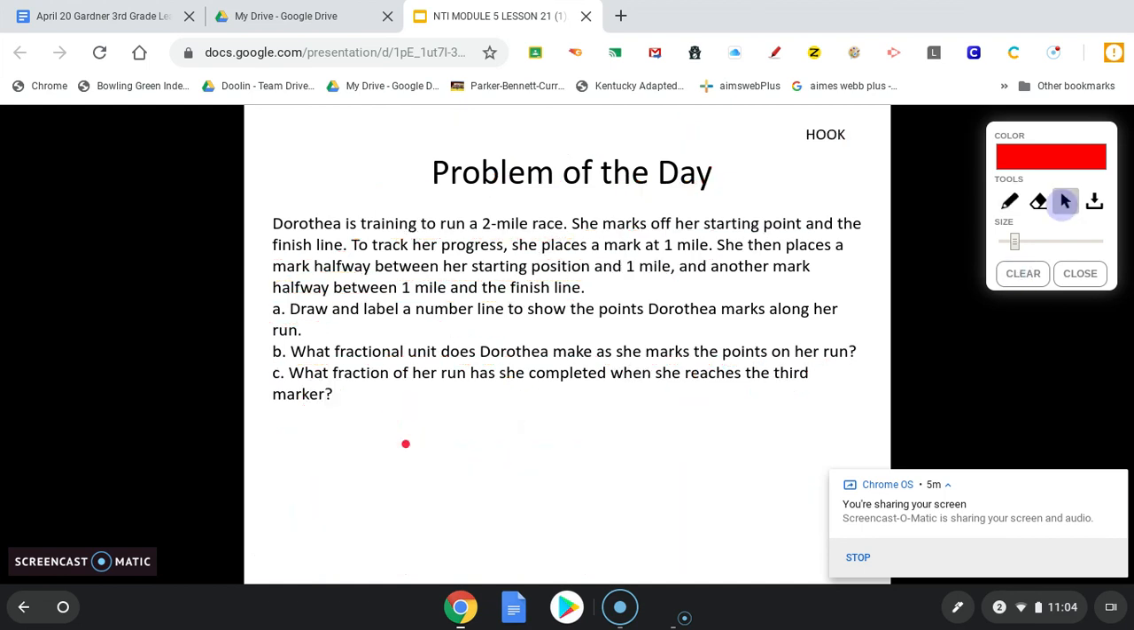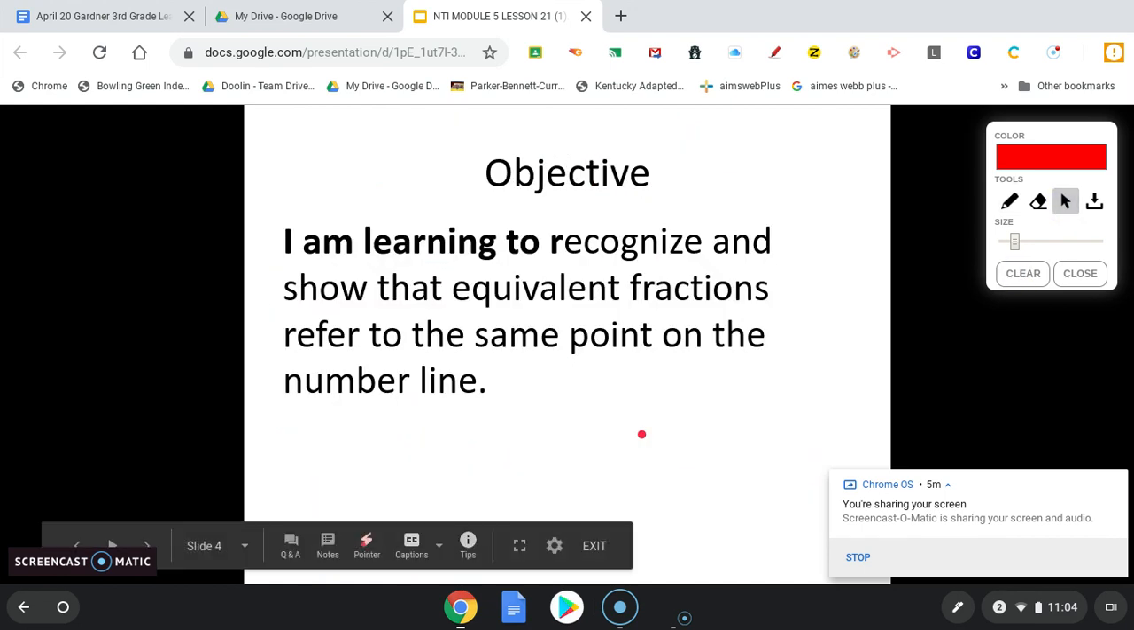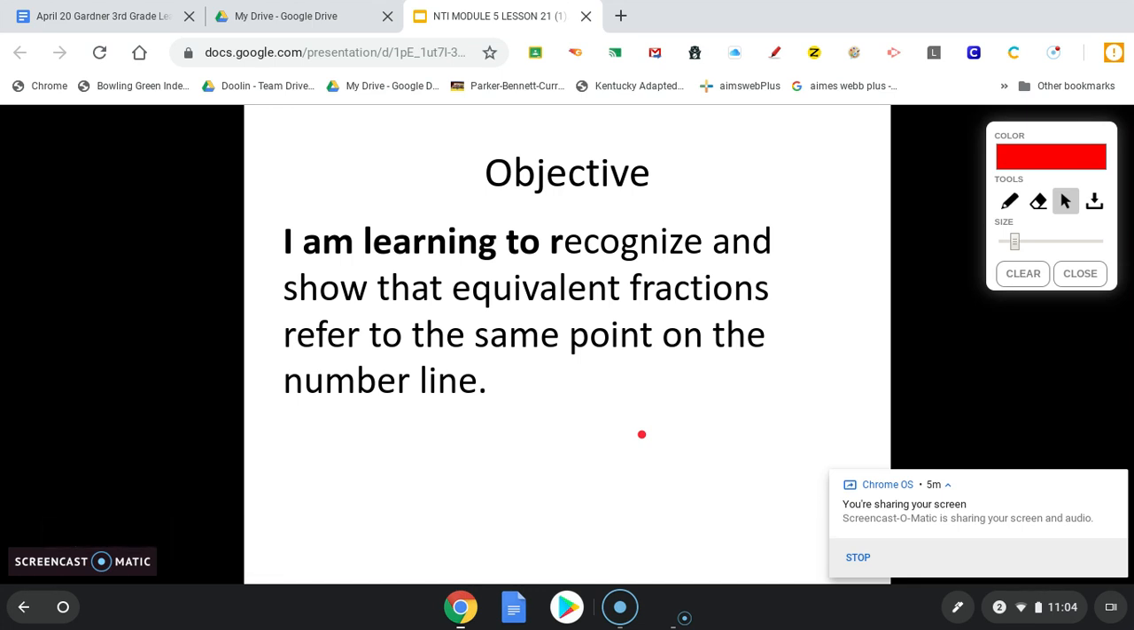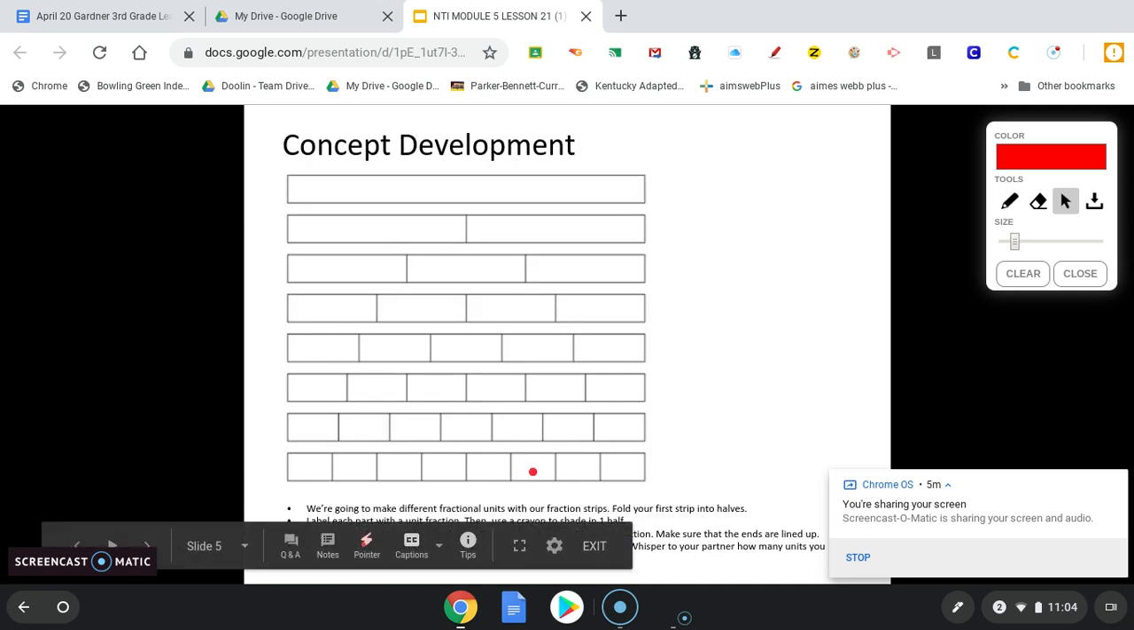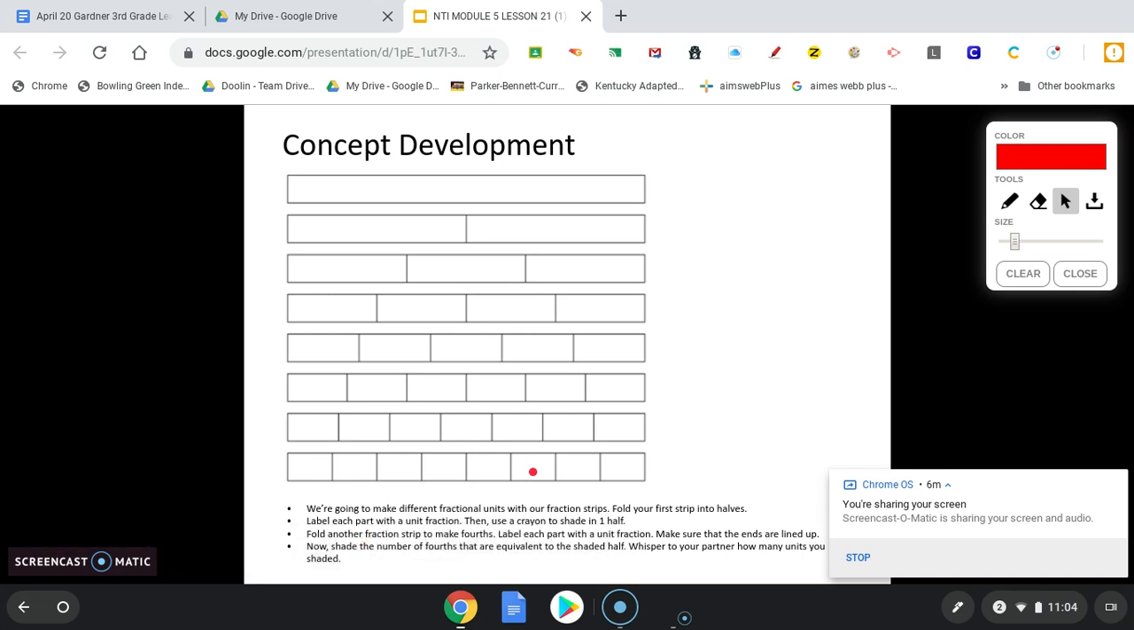Let's keep on going. So today, our objective is that we are learning to recognize and show that equivalent fractions refer to the same point on the number line. We use fractions every day, so it's very important that we have a good understanding of fractions. So in your packet, in your bag that I gave you, you have fraction strips. So you're going to have those fraction strips out today.